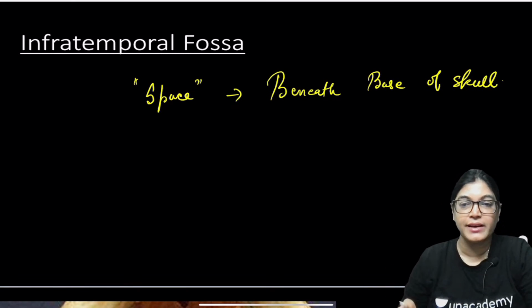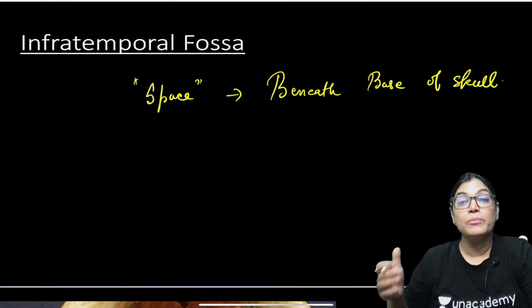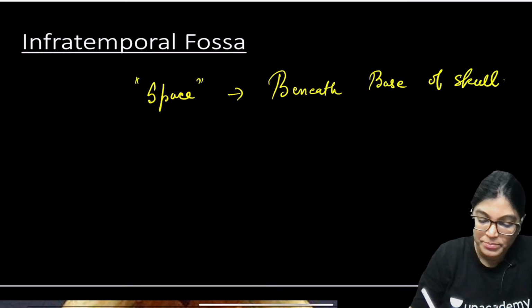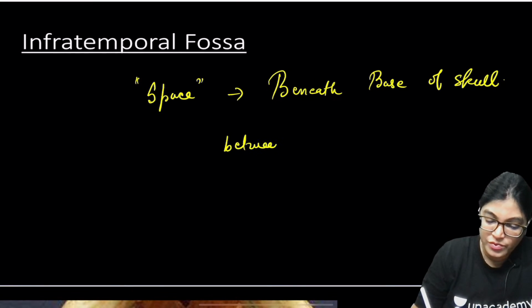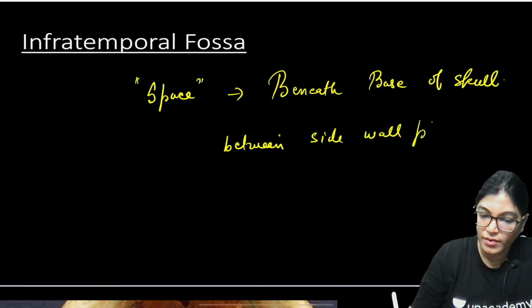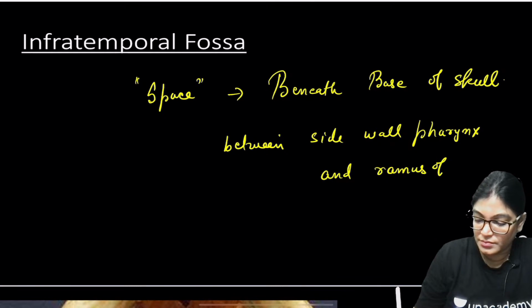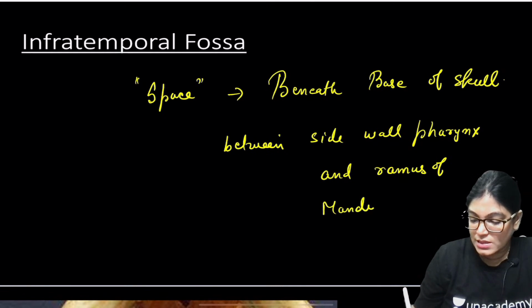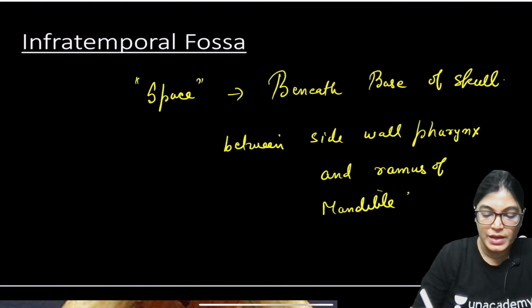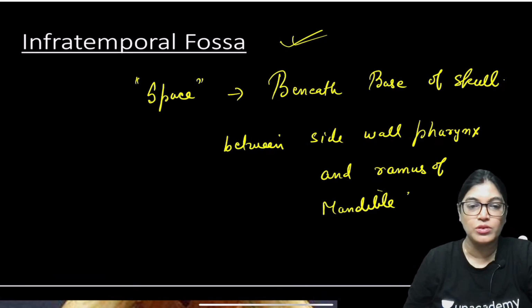I will show you that diagram also, don't worry. That exact space is located beneath the base of the skull and between two important landmarks, where it lies between the side wall of pharynx and ramus of mandible. So this is the exact location of the infratemporal fossa. It is important for us to know the boundaries of infratemporal fossa.